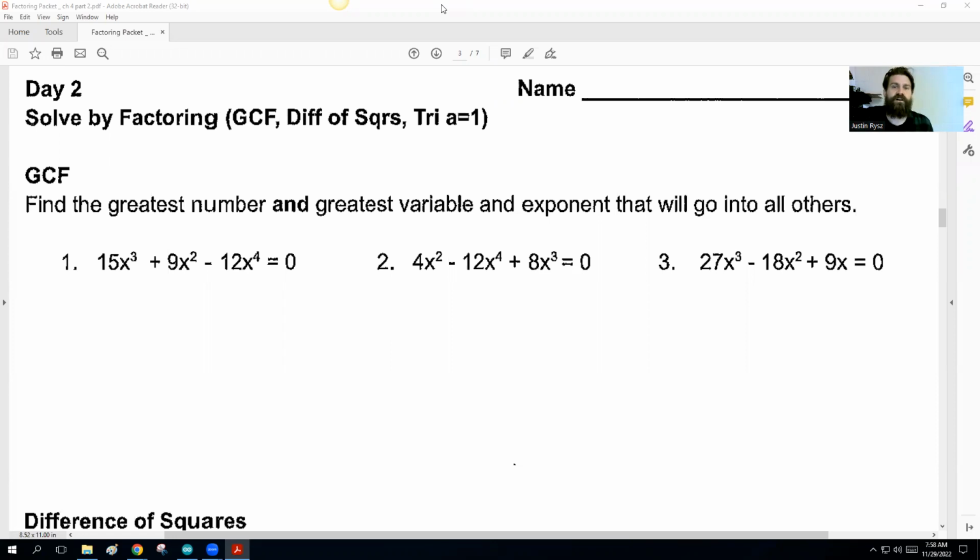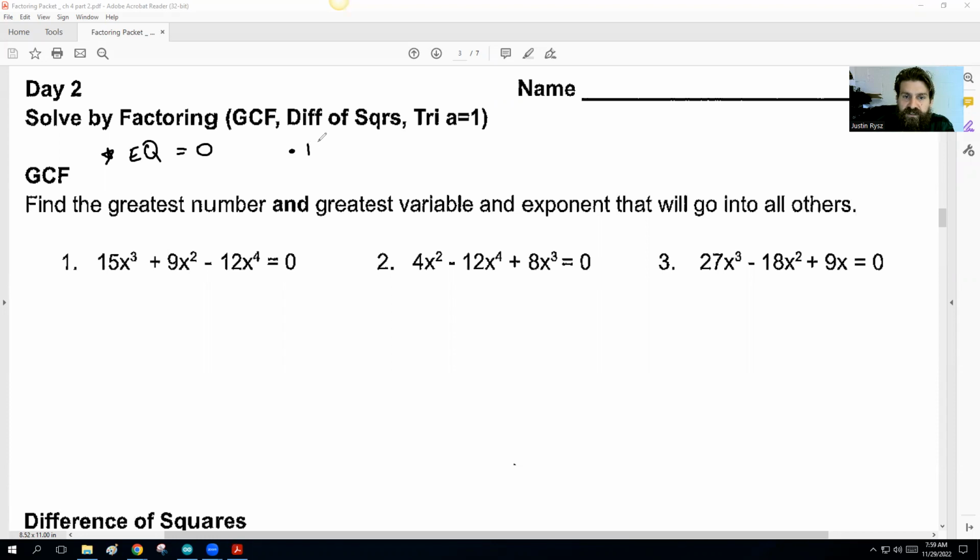So what we're going to be doing is solving by factoring. When it comes to solving by factoring, the first thing we need to do is make sure that the equation equals zero. We're going to start off pretty easy on this first day, where all the equations are going to equal zero. But that's the first thing: the equation has to equal zero. You can see we have an equation equals zero, equation equals zero. All the equations have to equal zero.